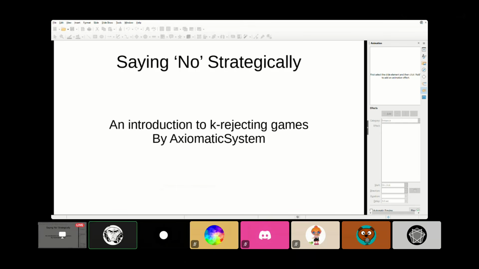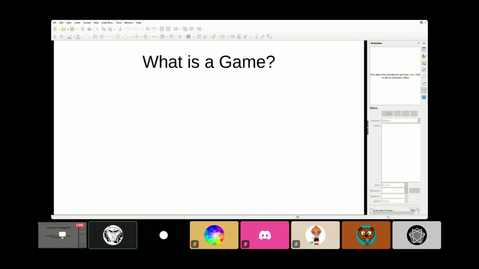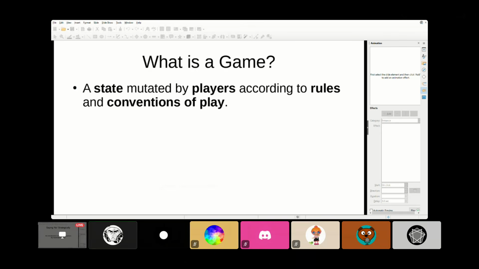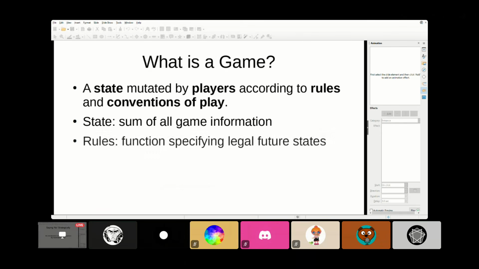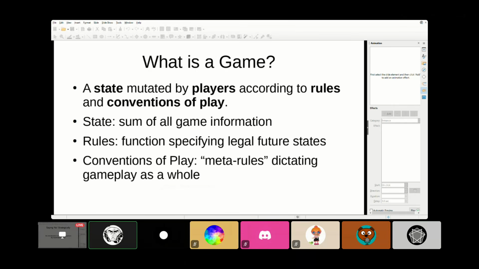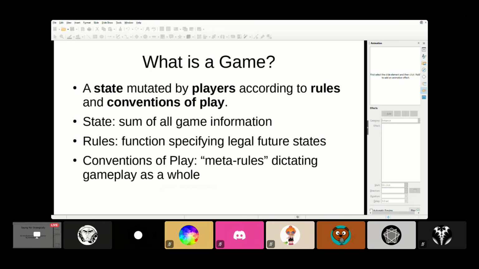This is K-rejecting games. Just to review what a game is, it's a state mutated by players according to rules and conventions of play. What I mean by all this is state is just the description of the game itself: tokens, boards, who all is here, what each player has. Rules dictate how players are allowed to change the game. And these conventions of play I'm talking about are sort of everything else about the game, the structure under which we are playing all of these games. Okay?